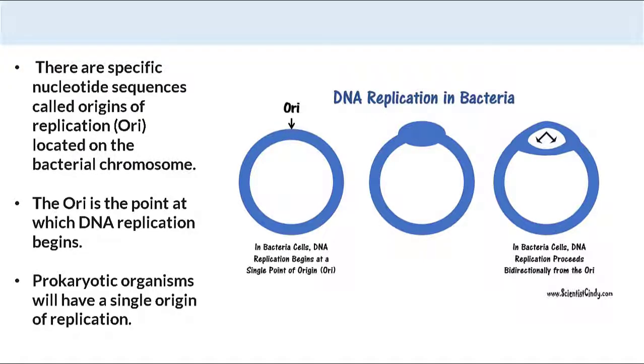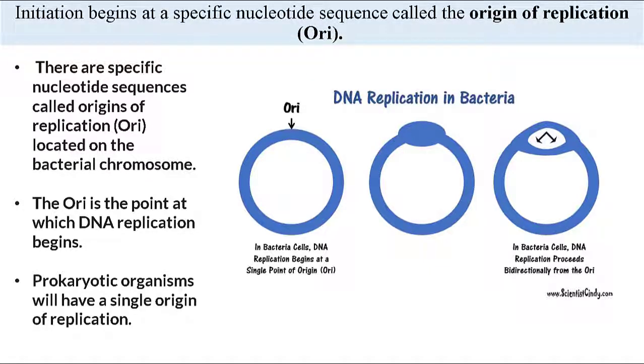Initiation begins at a specific nucleotide sequence called the origin of replication, or ORI. There are specific nucleotide sequences called origins of replication, or ORI, located on the bacterial chromosome. The ORI is the point at which DNA replication begins. Prokaryotic organisms will have a single origin of replication.